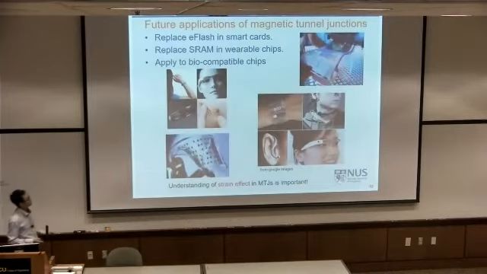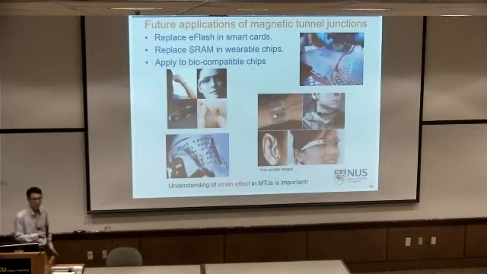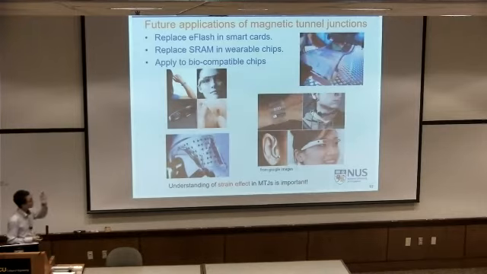So what will be the future direction of these magnetic tunnel junction based applications? We can replace eFlash in smart cards, or we can even imagine SRAM replacement, the so-called L3 cache. So basically this is CPU memory. But we want to replace those using non-volatile memory, even wearable. You can see a lot of applications, biocompatible in the future, and so on.